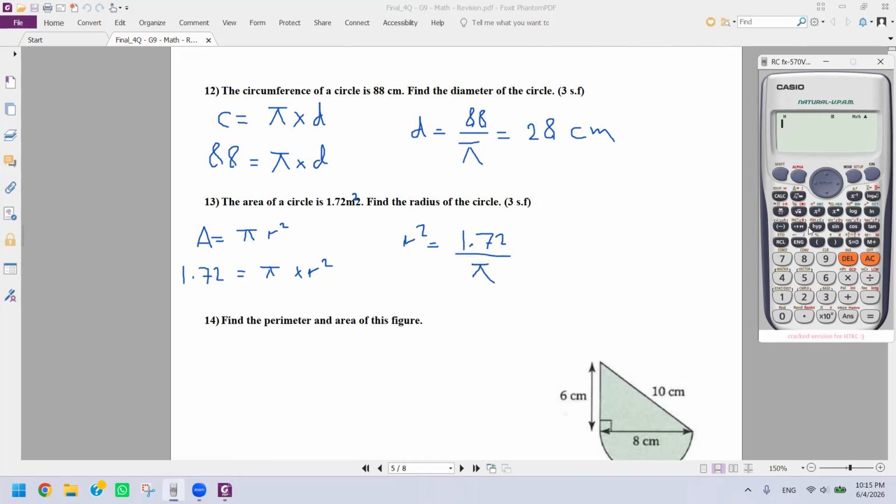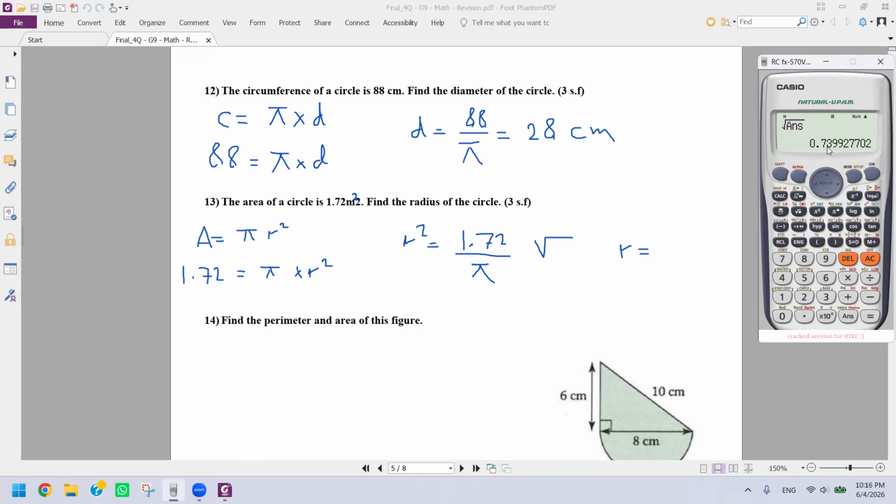Let me do it in the calculator. 1.72 over pi. I get this value. So is it r? Is it the radius? No. This is r squared. What should I do? I should, after that, take the square root. How do I do that on the calculator? Look, the calculator can keep in its memory the last answer. So remove it. Then say the square root of the answer. Means I square root the r squared.